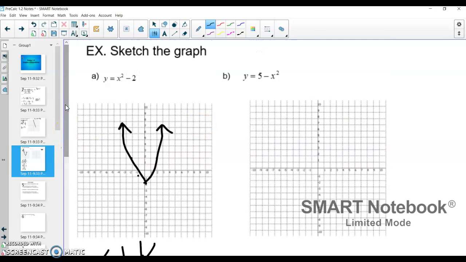Okay. Same thing goes for over here. I'm going to use an XY table, but I'm going to move things around a little bit so that this is y equals negative x squared plus 5. I like doing that so I can remember the negative is outside. And I'm still going to do an XY table.